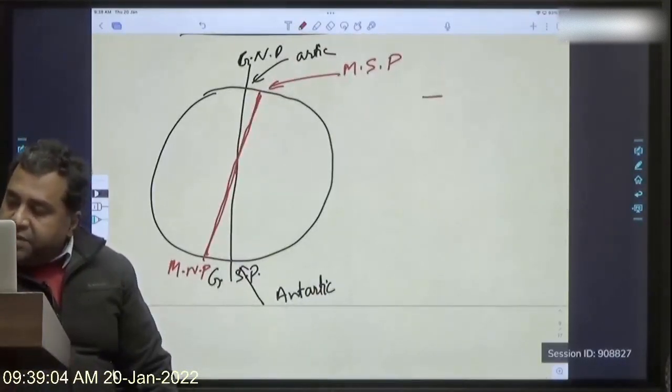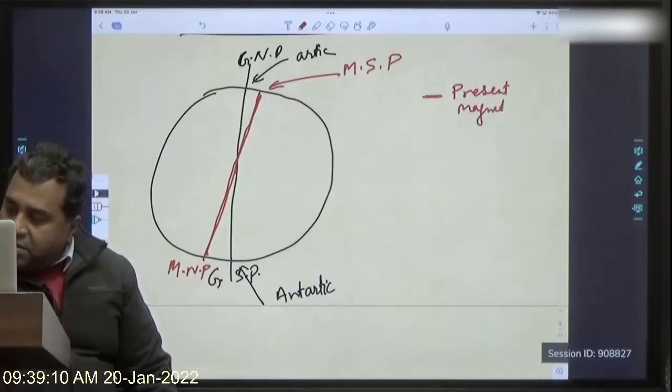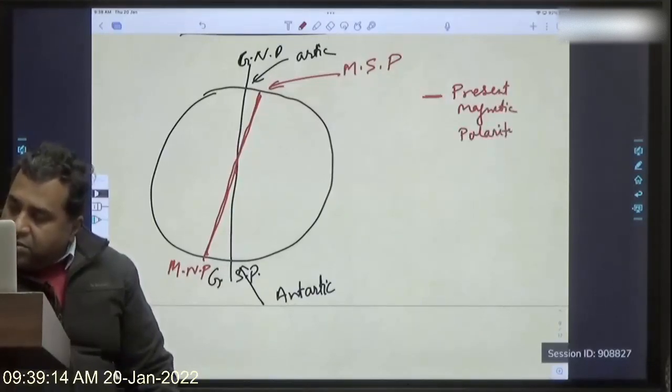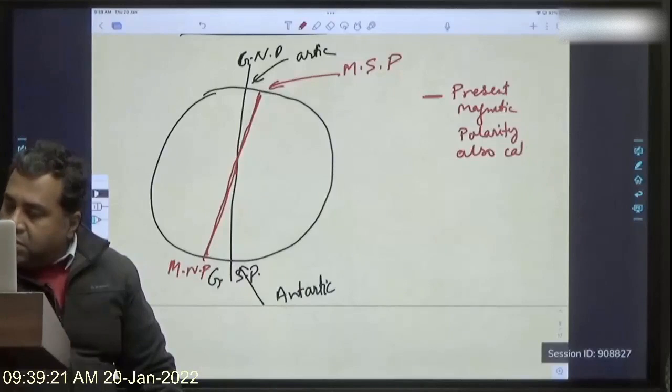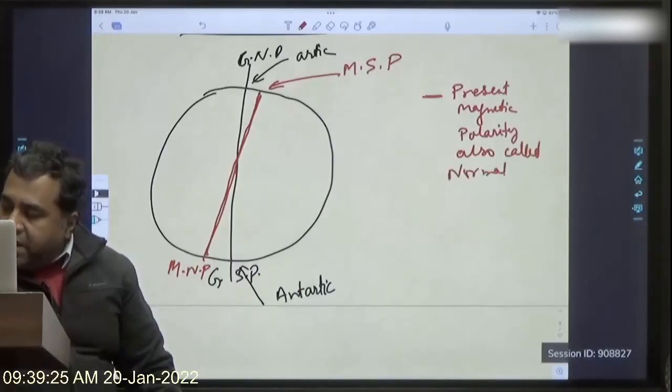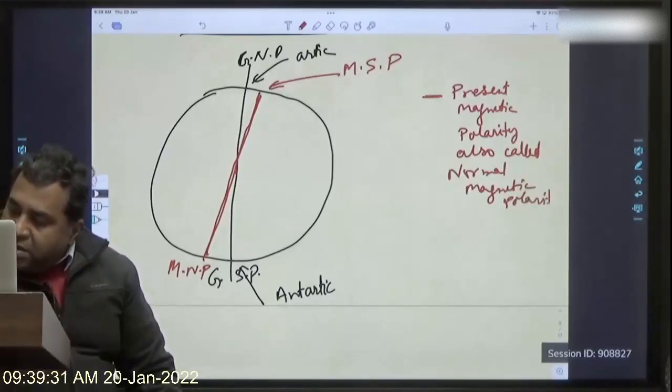Right? So the red one is the present magnetic polarity, also called, please do write, present magnetic polarity, also called normal magnetic polarity. Now why do we call it normal?